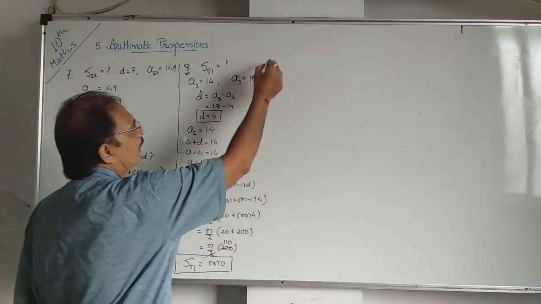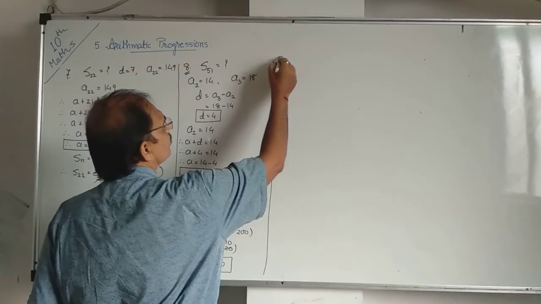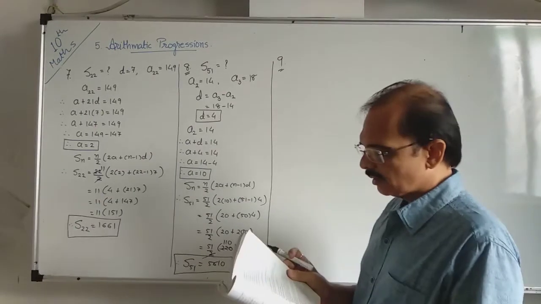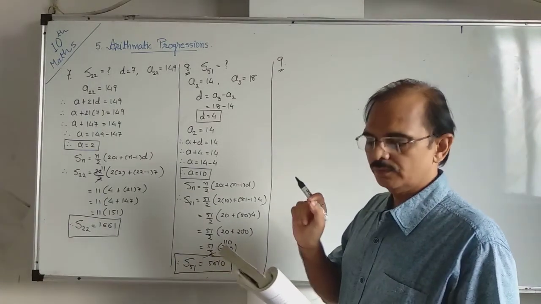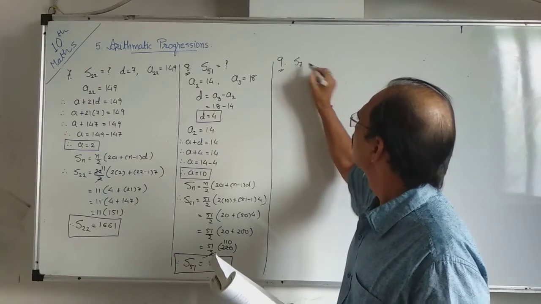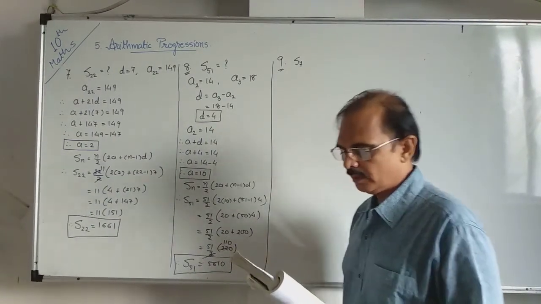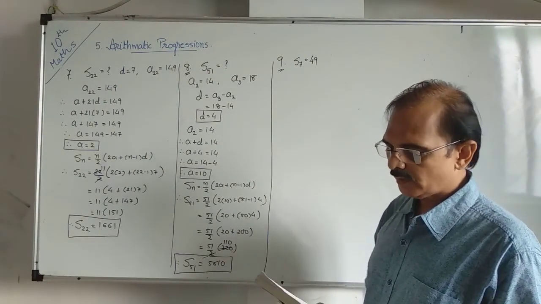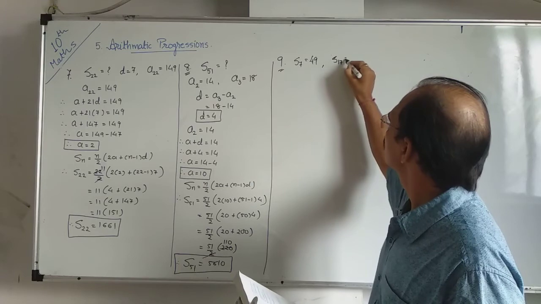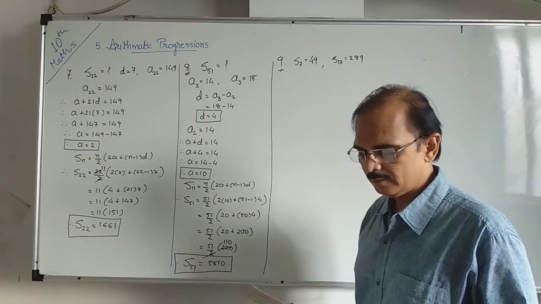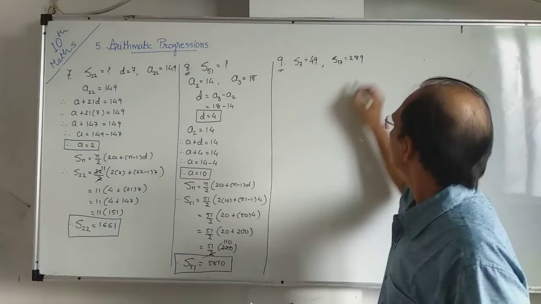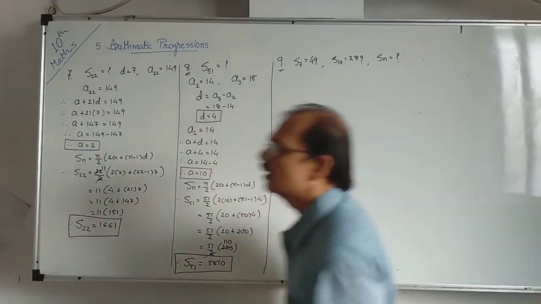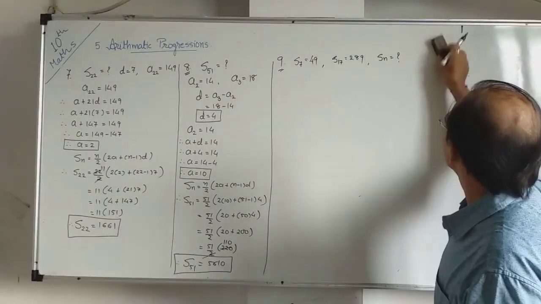Okay. Now number 9. The sum of first 7 terms, S7, of an AP is 49, and the sum of first 17 terms is 289. Find the sum of first n terms, that is, find Sn. See here, S7 is given and S17 is given.